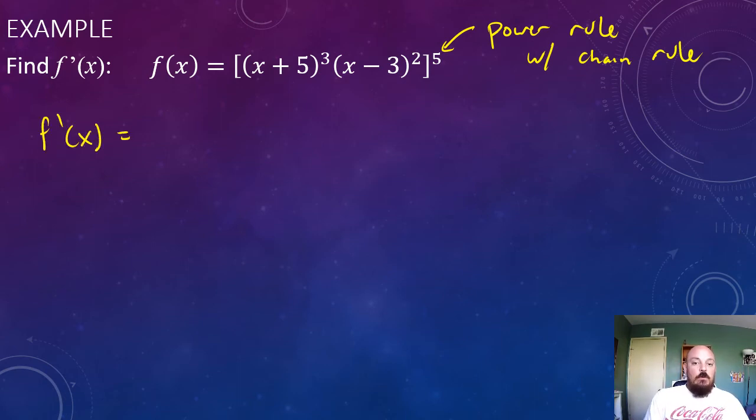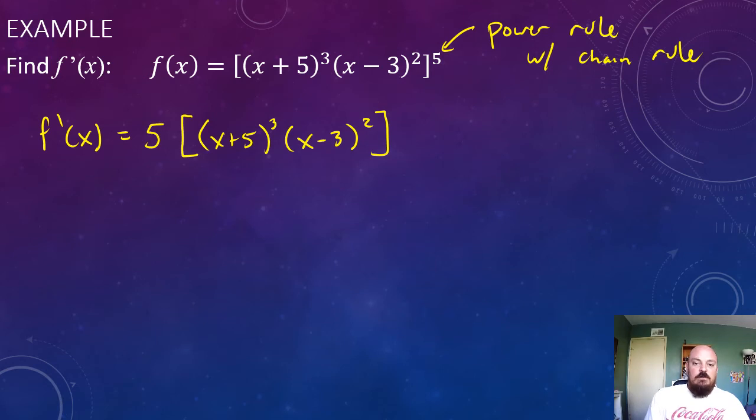Now when you do power rule, remember you start by leaving the thing that's being raised to that power exactly as it is. So it's x plus 5 cubed times x minus 3 squared. And then I'm going to do the power rule around it, meaning I'm going to multiply by 5 and lower the exponent by 1 to 4. But then you have to do the chain rule part. So I need to multiply by the derivative of what was inside the parentheses, which is all of this here.